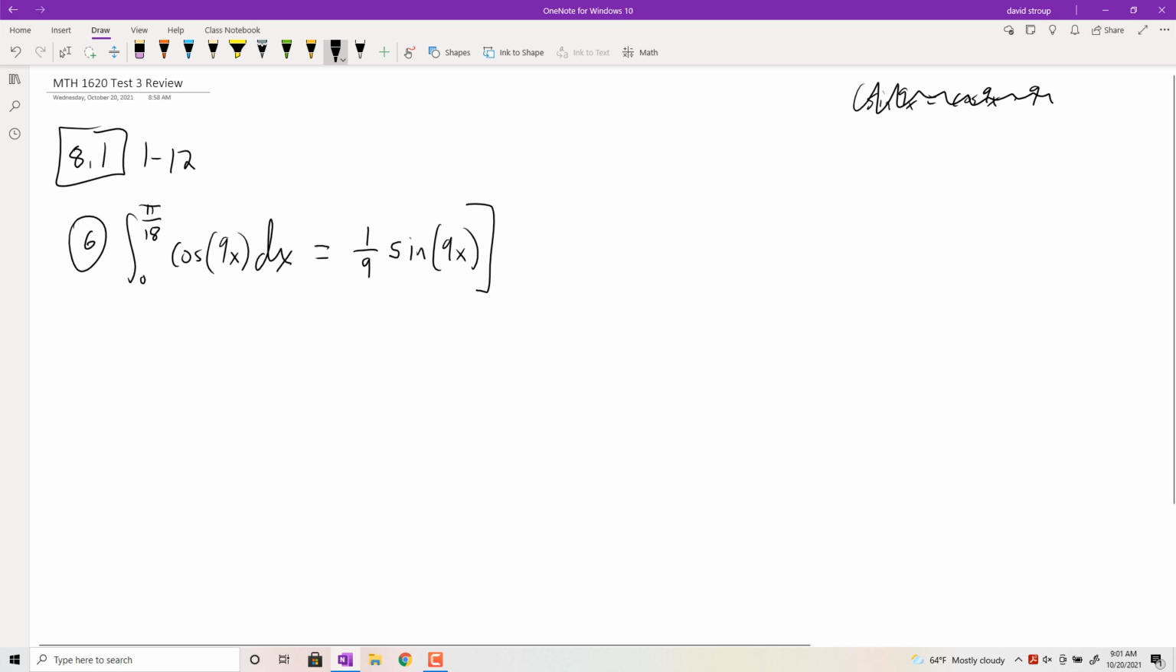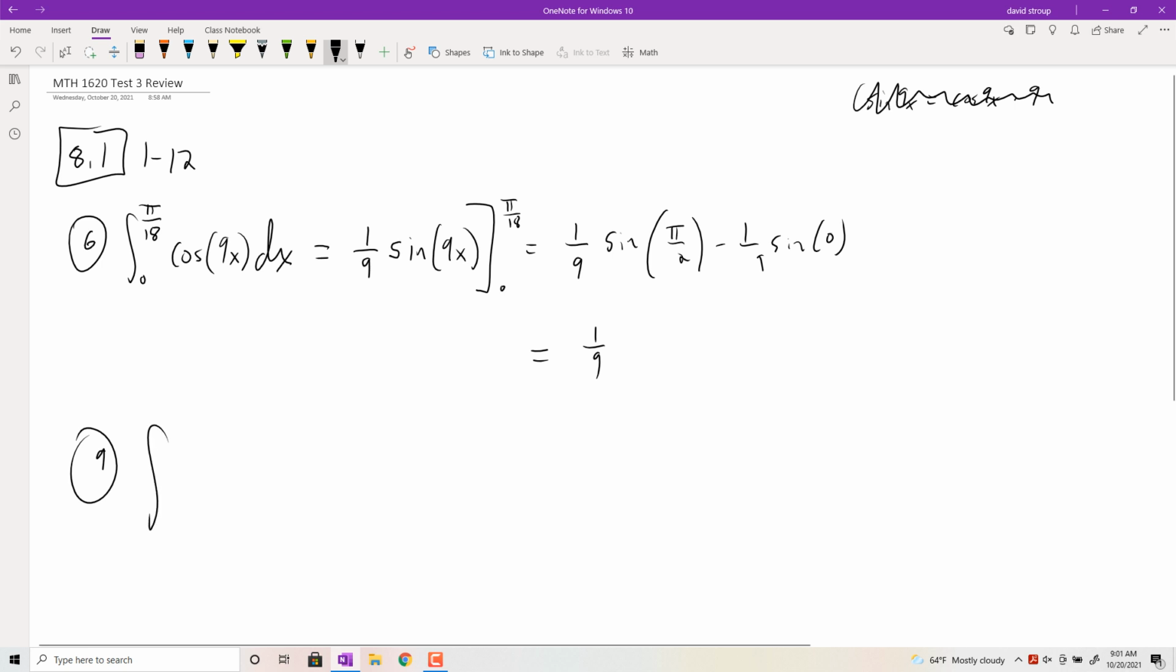Anyways, let's go ahead and evaluate this thing. So first plugging in pi over 18 into the antiderivative. 9 times pi over 18 is the same as pi over 2, and then minus 1/9 the sine of 0. Sine of pi over 2 is 1, and then sine of 0 is 0, so you're just going to get 1/9 for your answer. So doing some U-subs, let's try number 9, 19, tan x ln of cosine x dx.